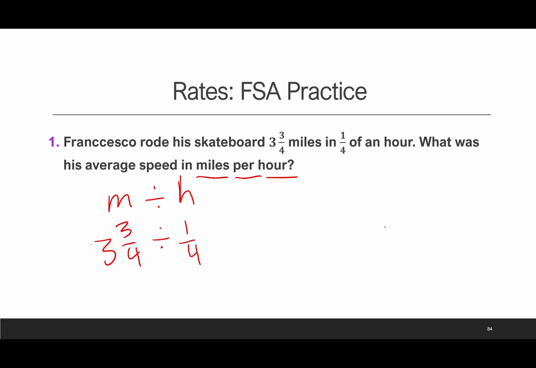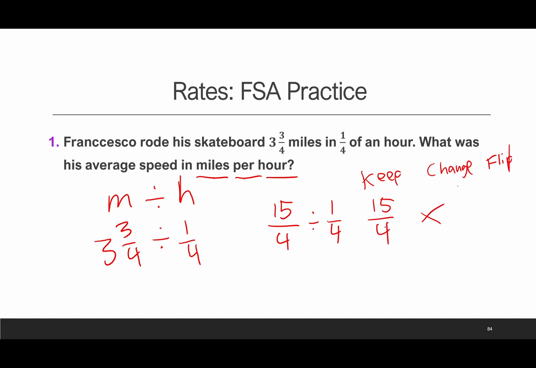First, I'm going to convert this mixed fraction to an improper one. 4 times 3 is 12, plus 3 is 15, so that's going to be 15 over 4 divided by 1 over 4. Then I'm going to keep, change, flip. That's going to be 15 over 4 times 4 over 1. I can already see I can cross simplify. 4 and 4 cancel out. 15 over 1 is my answer. Francesco rides an average speed of 15 miles in 1 hour.